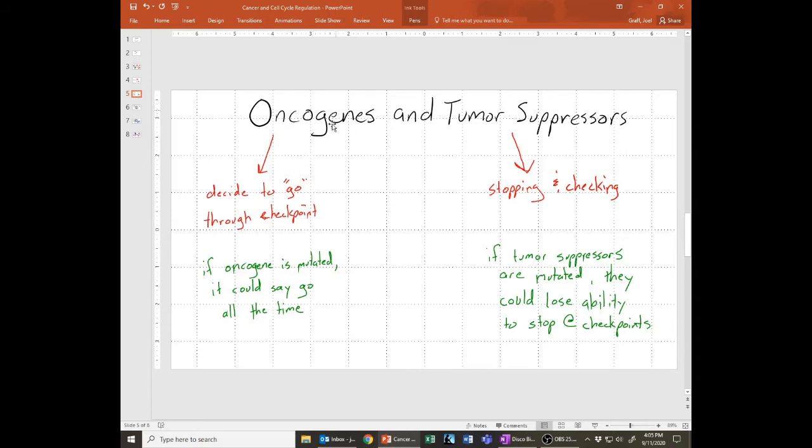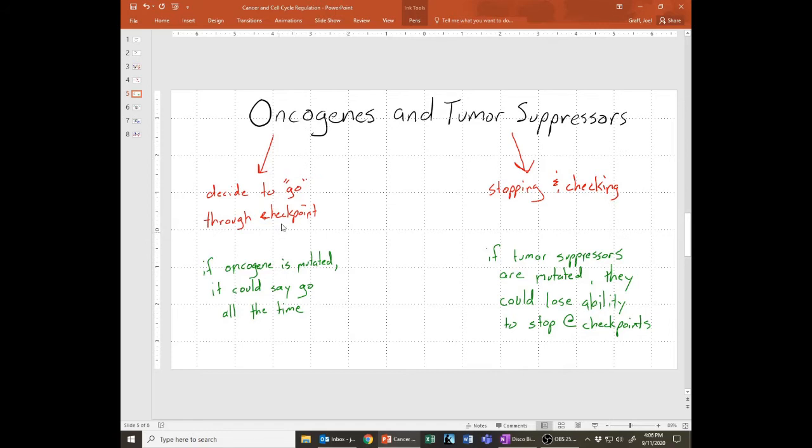Oncogenes aren't the only players involved. You have tumor suppressors, like we said. They are involved at stopping and checking the cells out at each of those checkpoints. However, you can get mutations to tumor suppressors as well. They could lose ability to stop at checkpoints if this happens, so the cells could lose the ability.